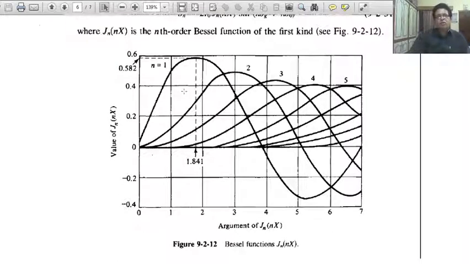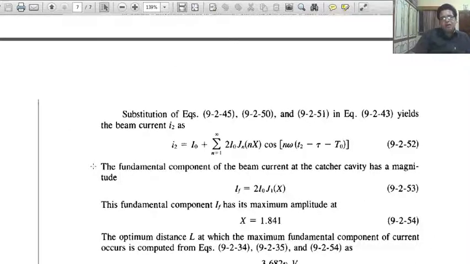So here we can see that the value of Jn(nx) is 0.582 and the argument is given by 1.84. At that point you get the value of maximum amplitude of the component of IF, that means the fundamental component.